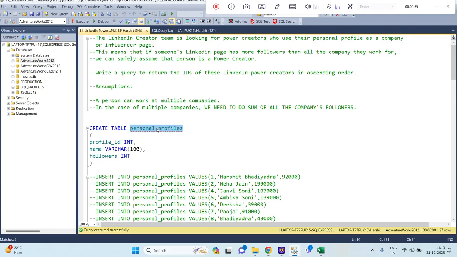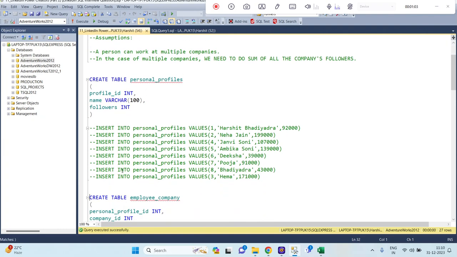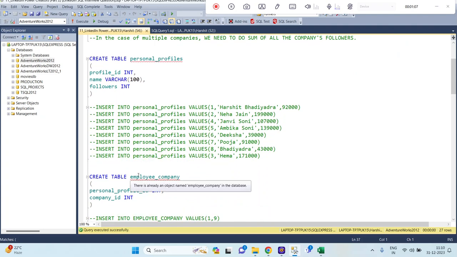This is the first table, the personal profile table, in which profile ID, name and followers are given. I have already created the table and inserted the data into it. Then the employee company table, in which there is personal profile ID. If you see over here, profile ID and personal profile ID are common in both the tables, and the company ID of the company in which this individual person is working.